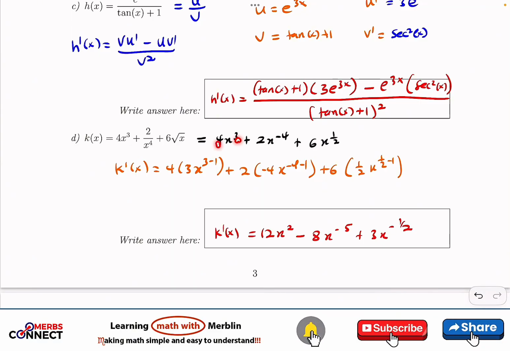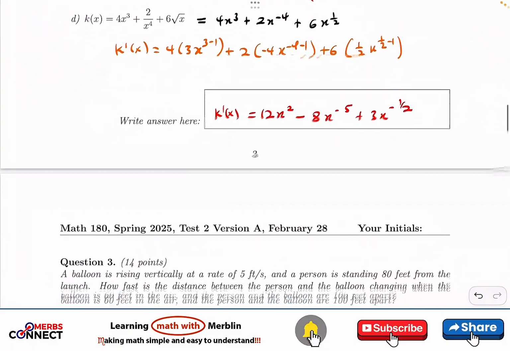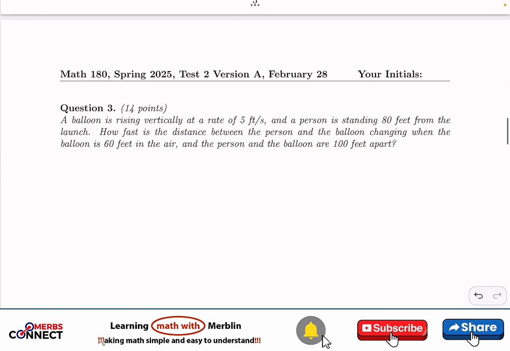So 3 times 4 is 12. Subtract 1, you have the 2 minus this and that. Then you are done. It's just very simple from here. So derivative questions, you should be able to score everything for derivatives. Now let's look at this one.